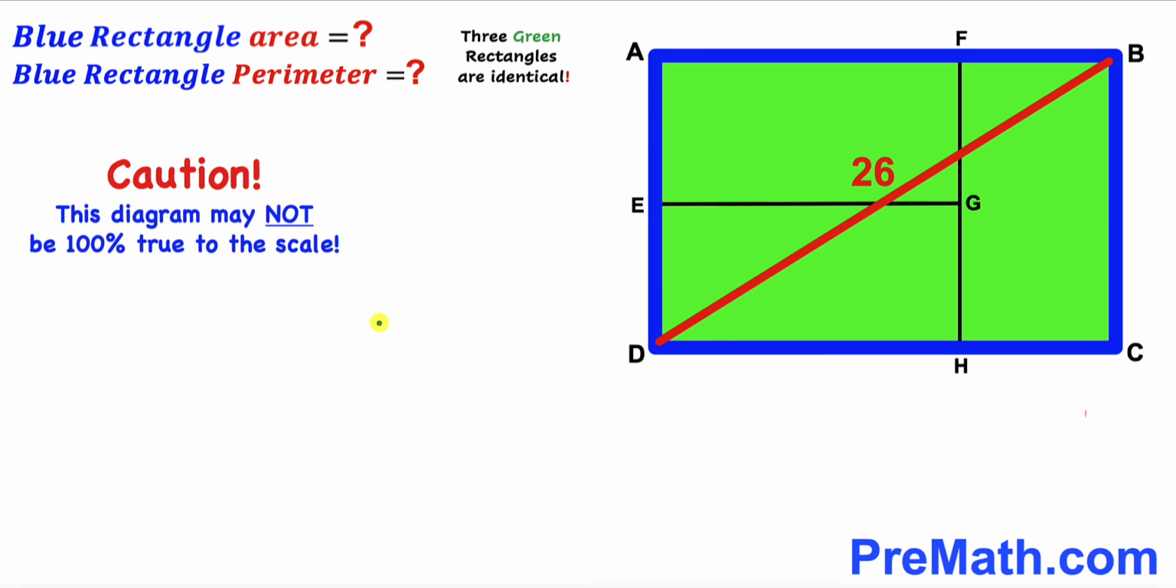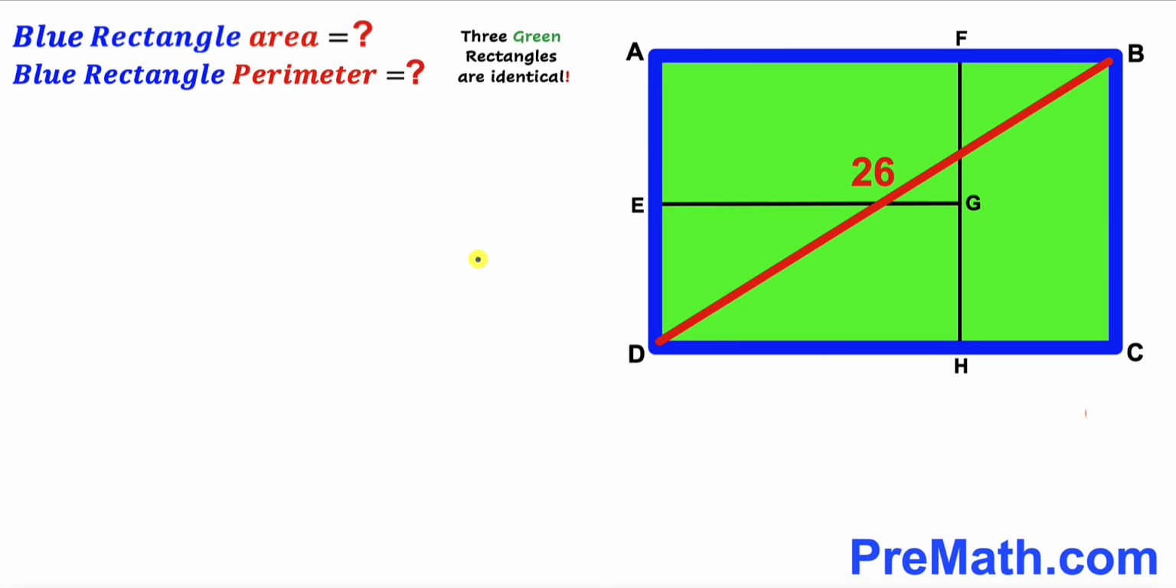Please keep in mind that this figure may not be 100% true to the scale. Let's go ahead and get started, and here's our very first step. Let's focus on these three identical green shaded rectangles. So therefore this segment AE must be equal to this segment DE, and likewise this width BF is going to be equal to this width CH.